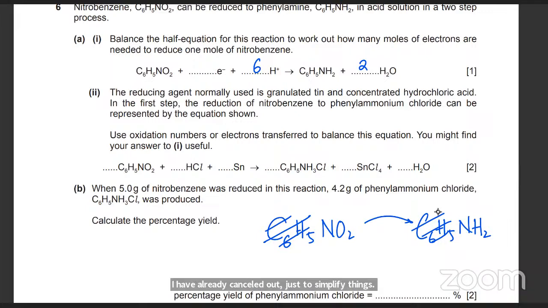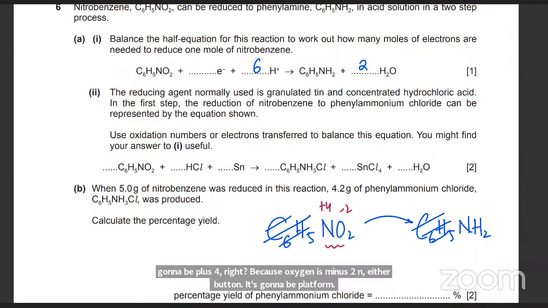कोई फर्क नहीं पड़ेगा, ठीक है? Even if I don't know what C6H5 is, it's going to get cancelled out anyways. So what is the oxidation state of N in NO2? That's going to be +4, right? Because oxygen is -2 and ये तो पता है ना, it's going to be +4 if I just get rid of C6H5 altogether. Is that clear?